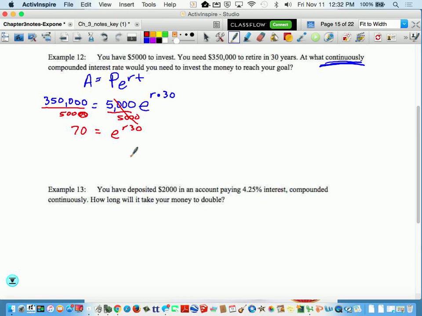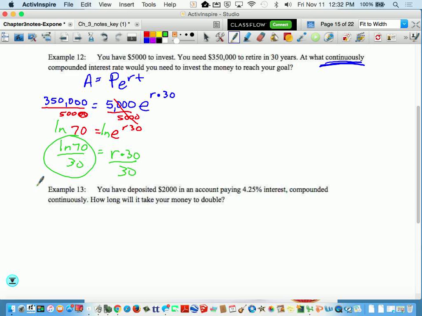Now this is already a base e exponential, so what logarithm should we apply? Yeah, you can apply any logarithm you want, but if you apply the ln, when the r times 30 comes down in front, ln of e is 1, so I don't need to write times 1. Then I just divide by 30.